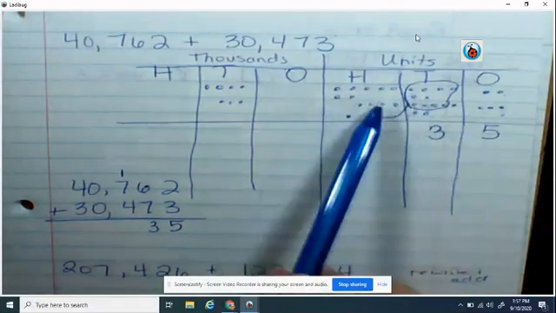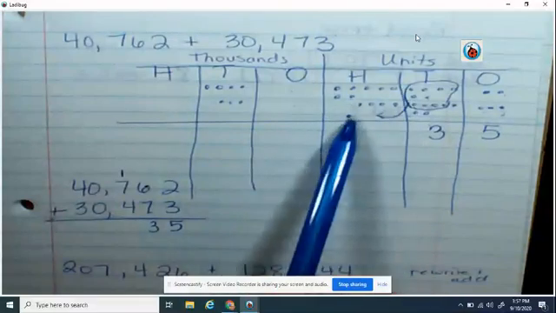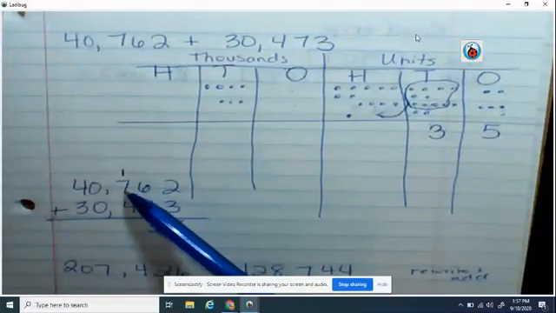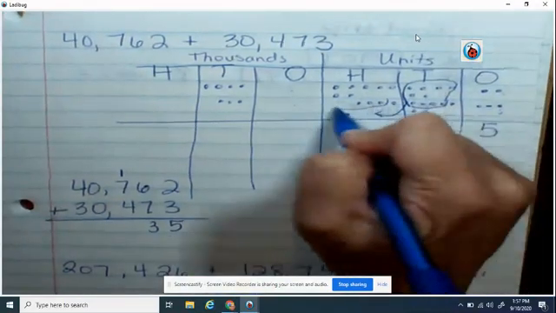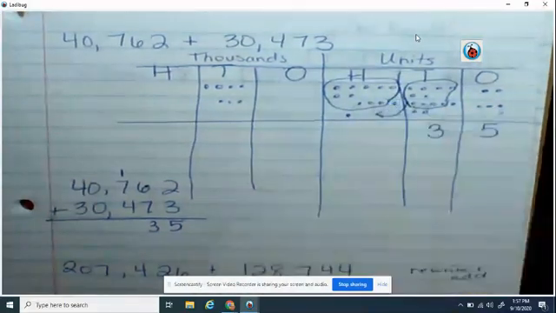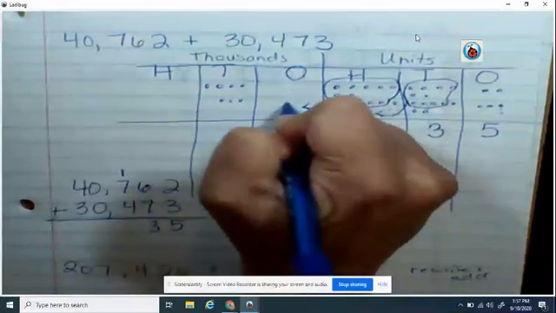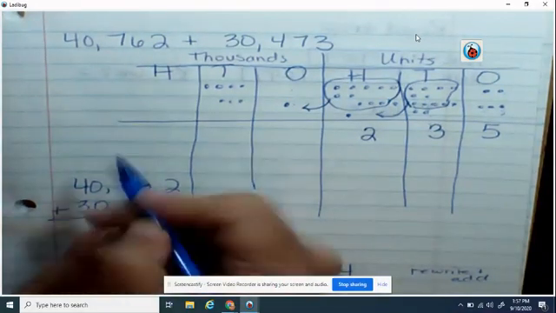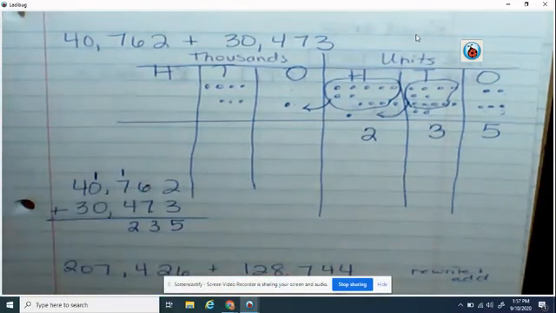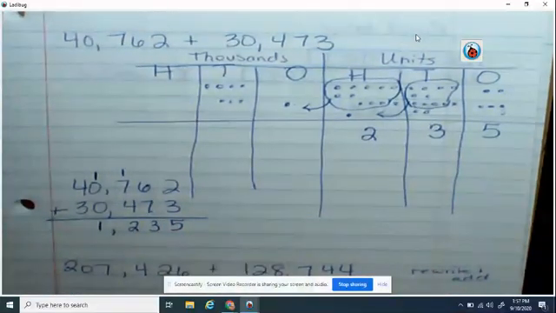So now in my hundreds place, I've got 1, 2, 3, 4, 5, 6, 7, 8, 9, 10, 11, 12. When I add these up, I've got 7, 8, 9, 10, 11, 12. Okay, so I'm going to regroup these. I'm grouping my 10 together. I have 2 left. I move that 1 ten over to my 1,000s place. So I've got 12, so I put a 2 here, and I move 1 over to the 1,000s place. Okay, now that's the only thing I have at my 1,000s place, just that one. I'm sorry, I kept saying the wrong place value, 1,000s.